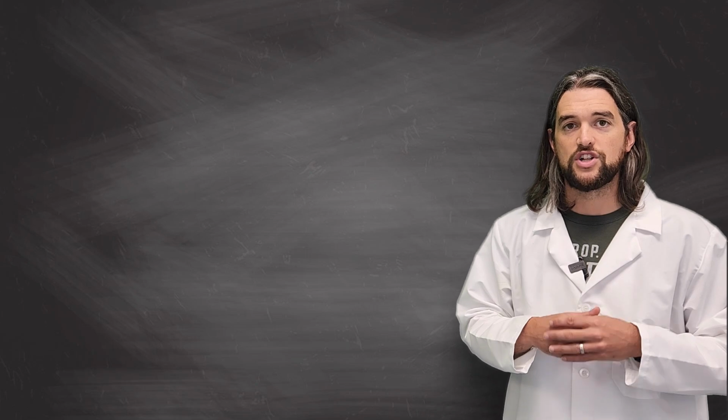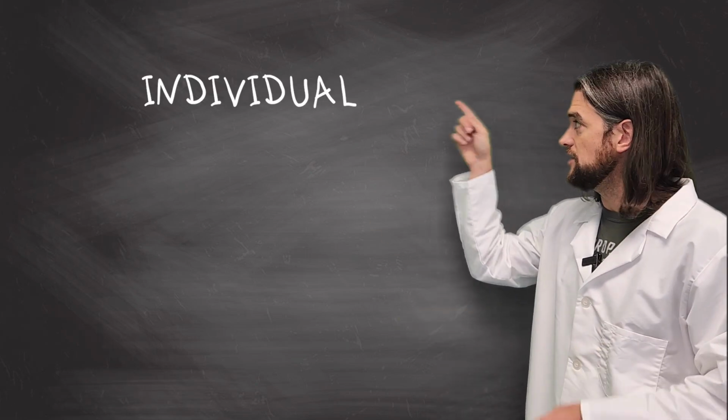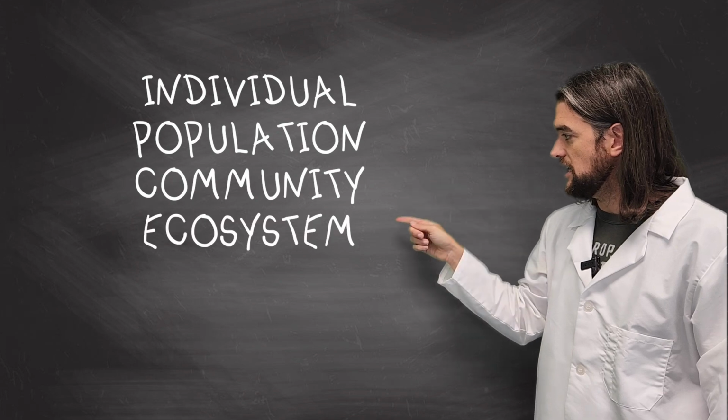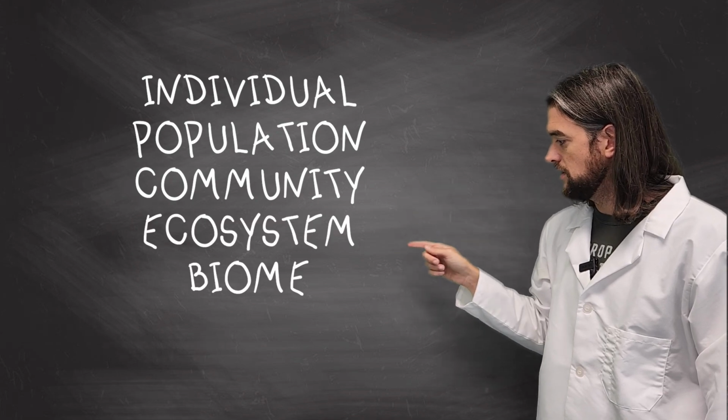In order to better understand how living things interact with their environment, there is a hierarchy in the levels of organization connected with ecological studies. Beginning with a single organism, the levels become more and more inclusive. Organized smallest to largest, they are individual, population, community, ecosystem, biome, and biosphere.